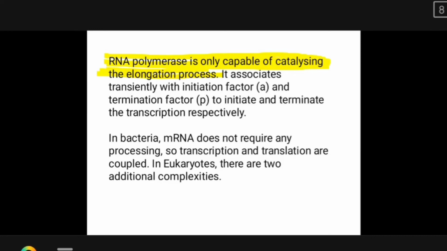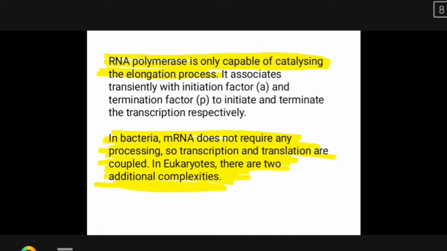In bacteria, mRNA does not require any processing, because we have already seen that bacterial genes lack introns; they have only exons, which are useful. The split gene arrangement, that is introns present between the exons, is found only in eukaryotes, that is monocistronic genes. But in bacteria or prokaryotes, they don't have such mRNA, so they don't require processing. And transcription and translation are coupled, because as there is no processing required, they take place almost simultaneously, in the same compartment.